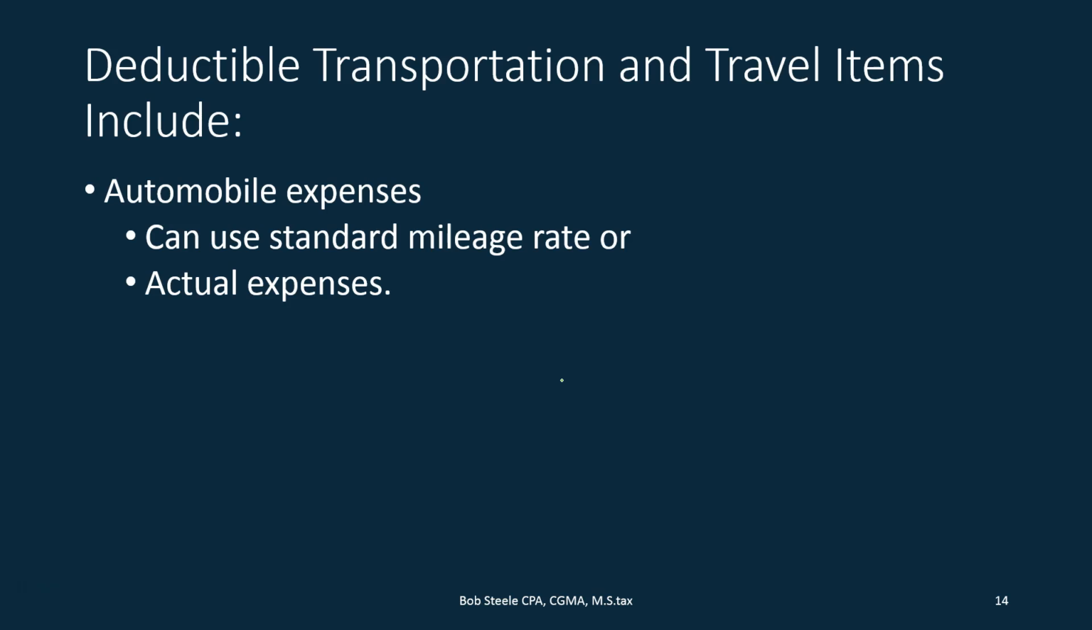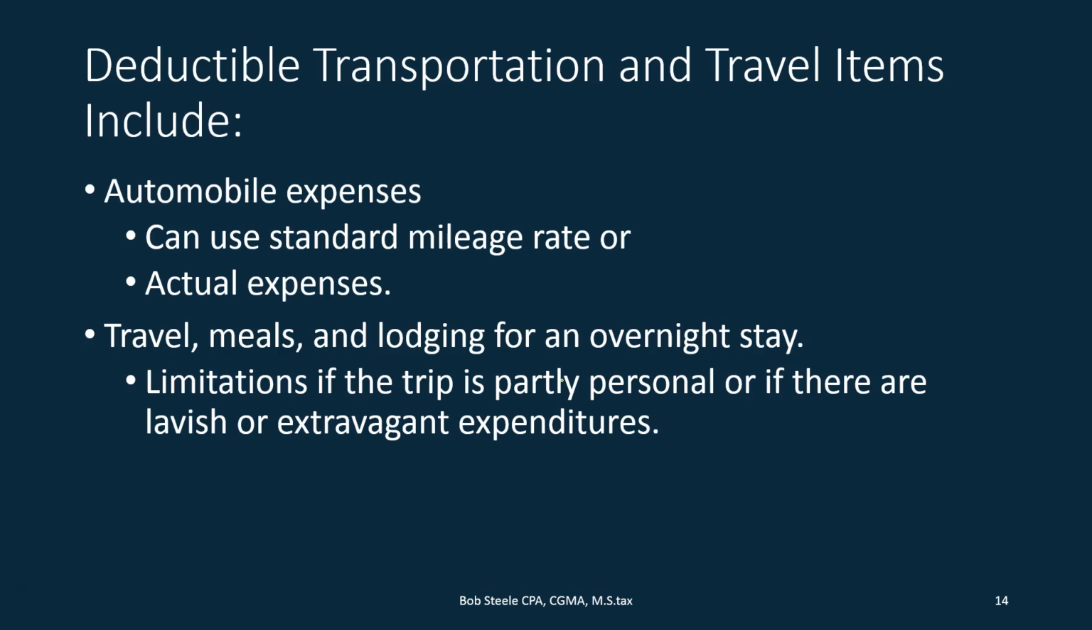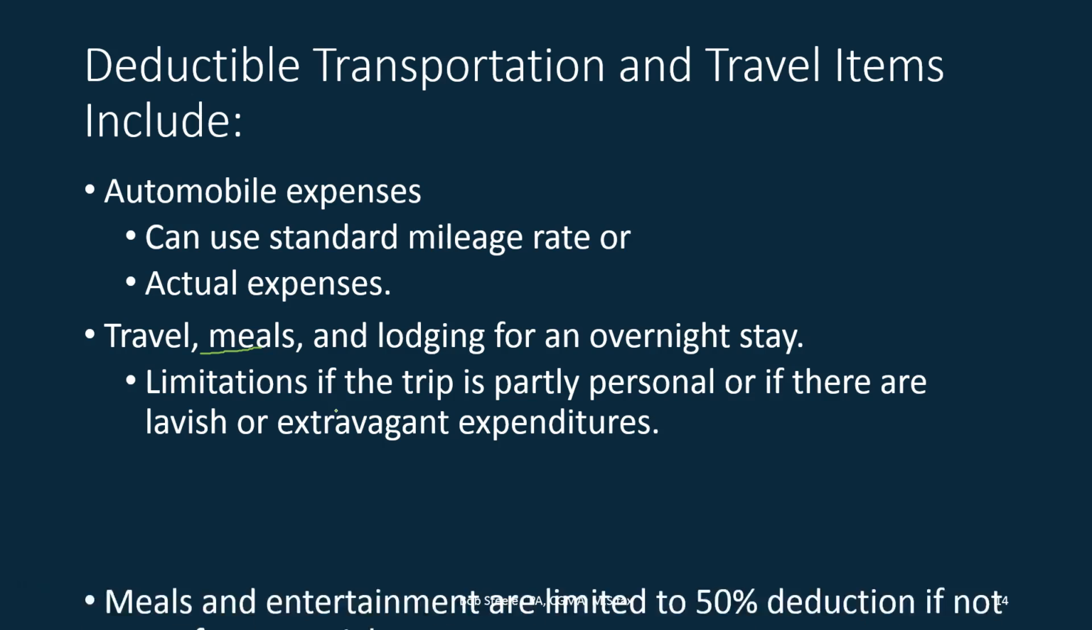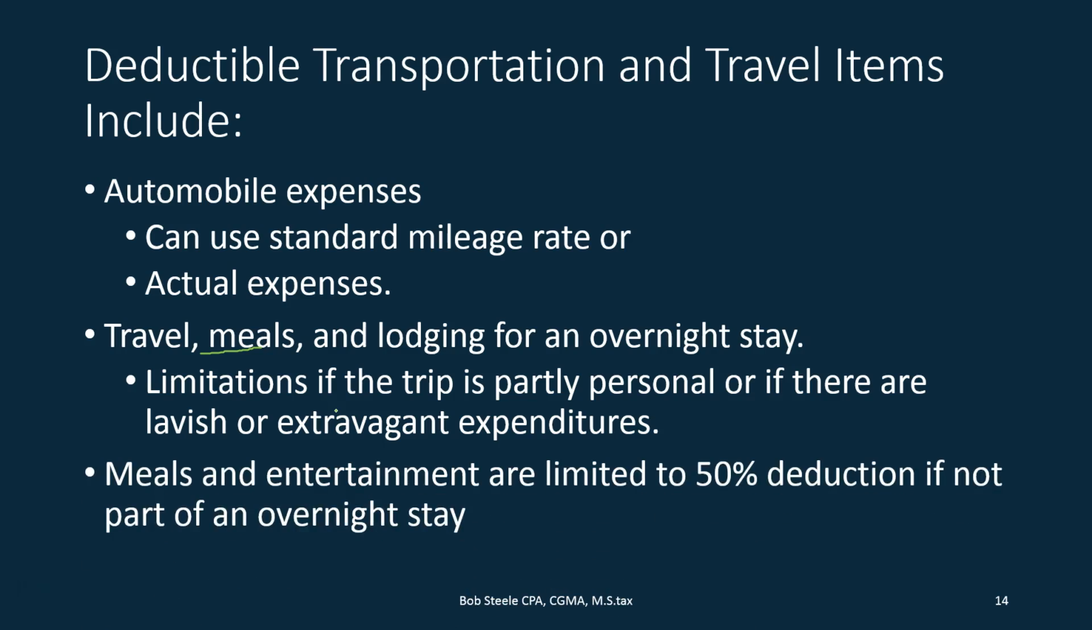So that's a more simplified method for the most part, which will allow us to calculate and deduct auto expenses. Travel, meals, and lodging for an overnight stay. So notice once again, the meals are fully deductible if it's an overnight stay, as opposed to if it's not an overnight stay and it's just meals and entertainment. So limitations if the trip is partially personal. Meals and entertainment are limited to 50% deduction if not part of an overnight stay.